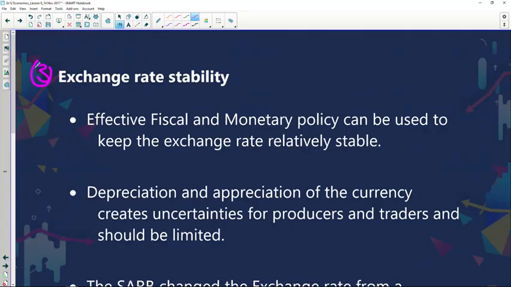Now we're going to look at the exchange rate. So that's going to be our third point, because full employment was our second point. So now we're looking at the exchange rate. We know that each country has its own currency. In South Africa, we use the rand. In Botswana, they use the pula. In America, they use the US dollar. If you go to Britain or the UK, they use the British pound. So each country has its own currency.